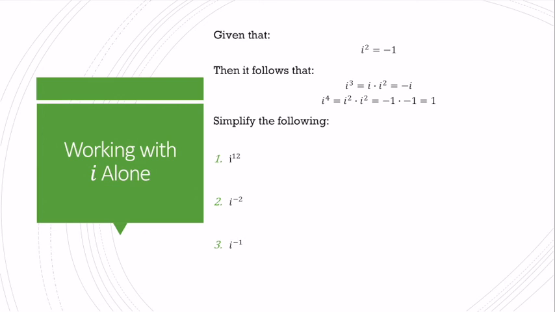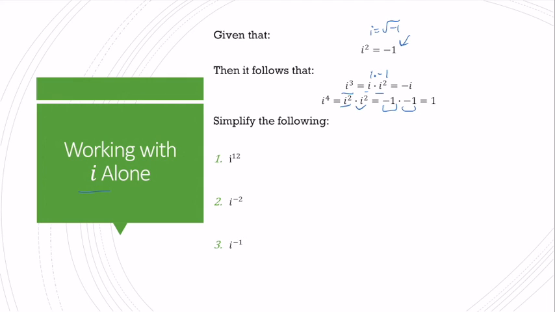The last thing I want to talk about real quickly is working with i all by itself. So friendly reminder that i squared is negative 1. i equals the square root of negative 1. So if I have i cubed, that's i times i squared, which is i times negative 1, so that gives you negative i. And if I have i to the fourth, which is i squared times i squared, that's negative 1 times negative 1, which is 1.